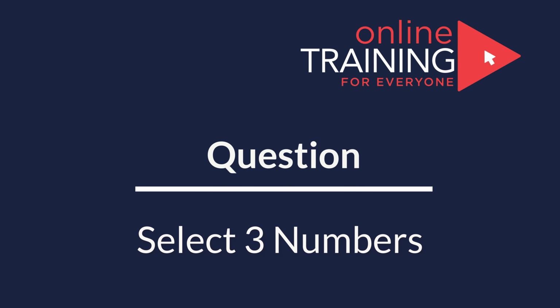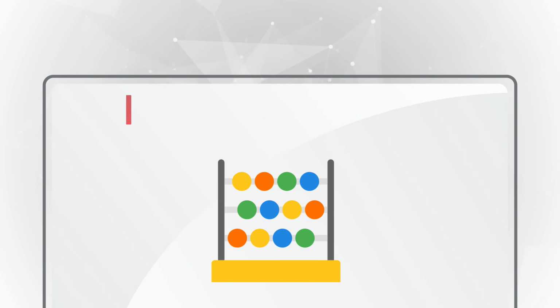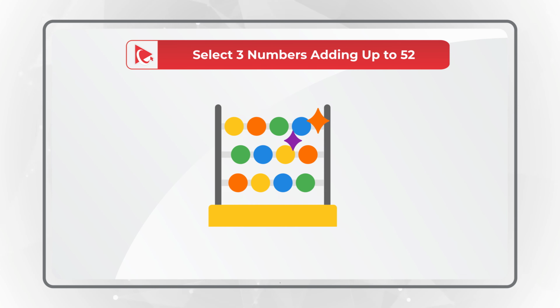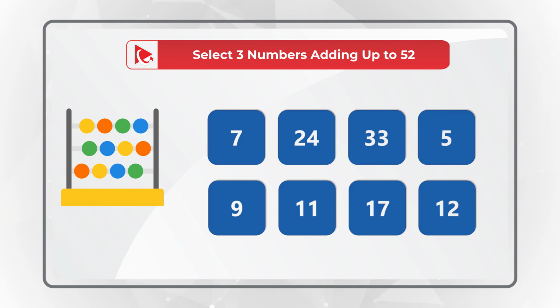Here's an unusual question, but we're starting to see it on the test more and more often. You need to select 3 numbers which add up to 52. And there are 8 choices to select 3 numbers. You have numbers 7, 24, 33, 5, 9, 11, 17, and number 12 presented for selection.